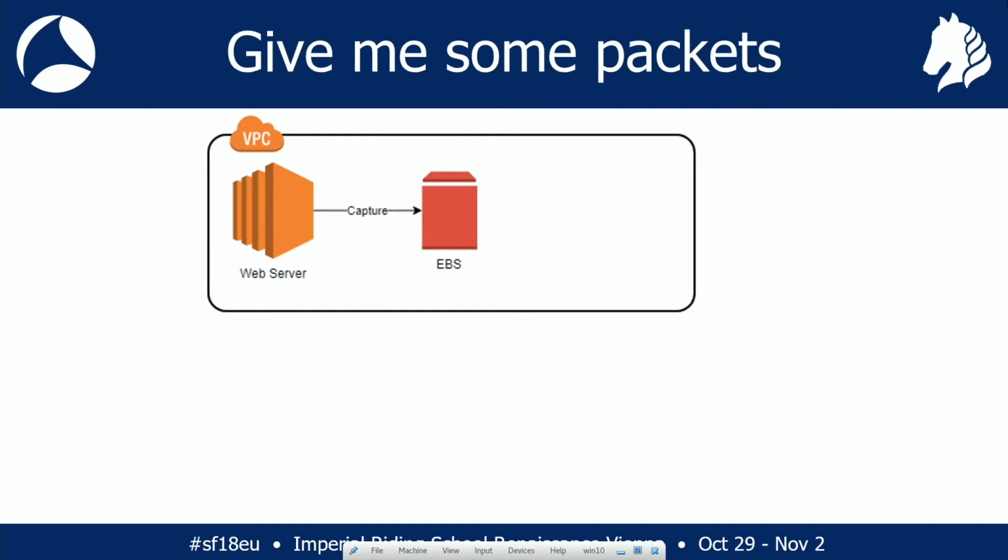So, how do you start by getting packets? Well, we're capturing here, we're going to capture on instances, so we're going to be running TCP dump, we're going to be running dumpcap and things like that. We've got a whole plethora of ways that we can do that. And the simplest way of doing that is by saving our data to block storage.